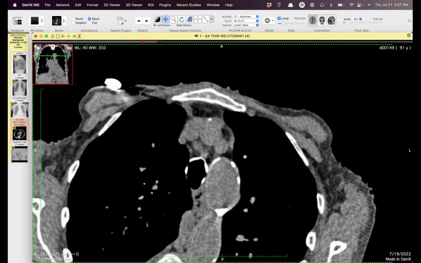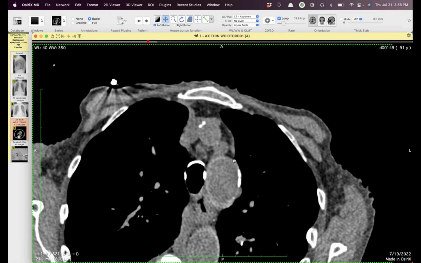Because that's a subtle vein. But yeah, Seth, I agree. Yeah, you could kind of see it coming off right there, so you assume that's where it is.